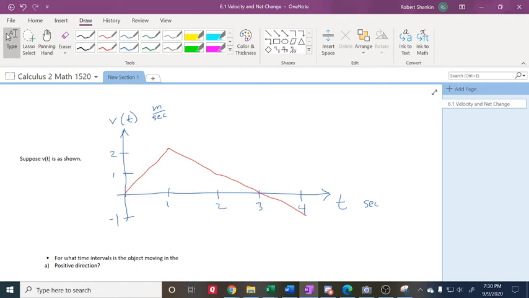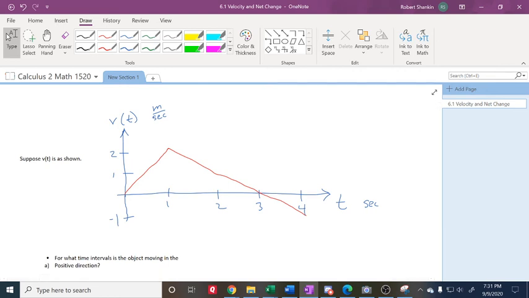Okay, group 3. For what intervals of time is the object moving in the positive direction? We said it's in 0 and 1. Between 0 and 1, the object is moving in the positive direction. Now, I would agree with that answer if this was a position function, because the object's going up to 2 and then falling. But it's not a position function. This is a velocity function.